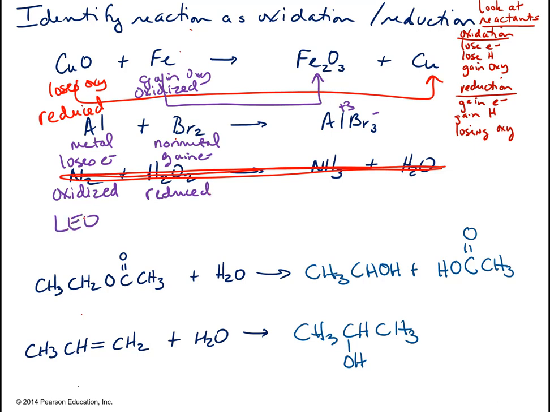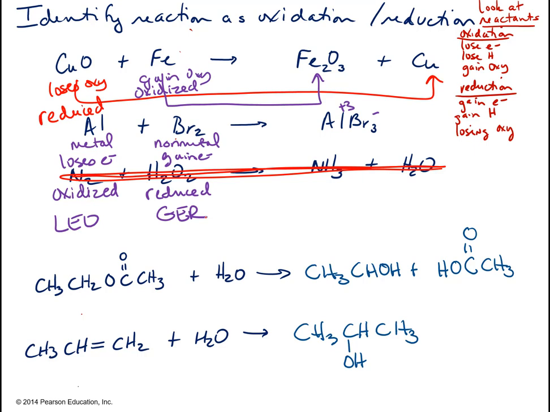So I learned this in school as LEO and GER. LEO the lion goes GER. Loss of electrons is always oxidation. Gain of electrons is always reduction. All right, so I kind of changed these bottom ones because I don't want you to complete the reaction, because I'm not going to ask you to do that on an exam. But you tell me, what kind of reaction is this?